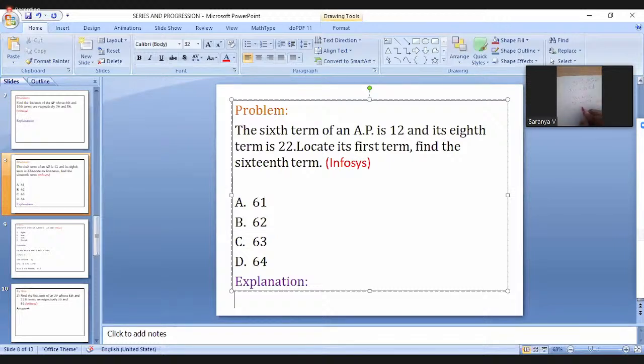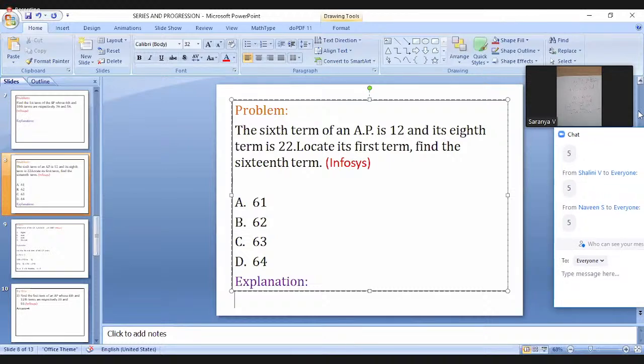So subtract it. So 12 minus 22 will be minus 10. Plus a minus a will be cancelled, and minus 2d. Now tell me what is the value for d. D is what? Define the common difference. Right. D is 5. Very good. Minus 10 divided by minus 2, which will be 5. Right.